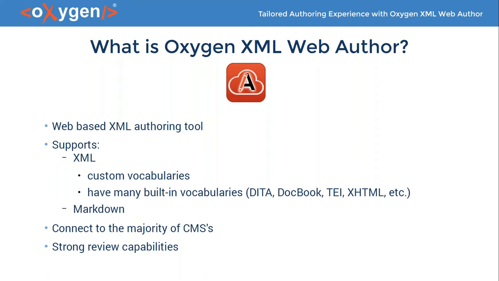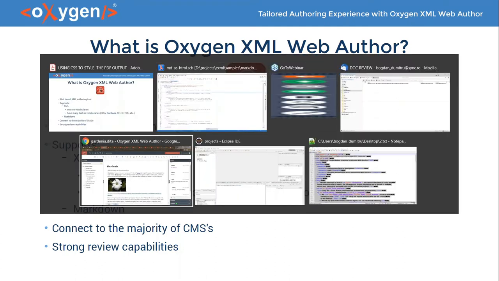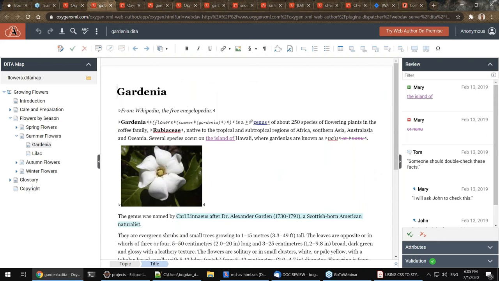Now, let's take a look at what Web Author looks like. This is the editing page of a sample XML document. You can see in the center the editing pane, and on the left and right side, two side panels with some auxiliary functions. Nothing too fancy about that.